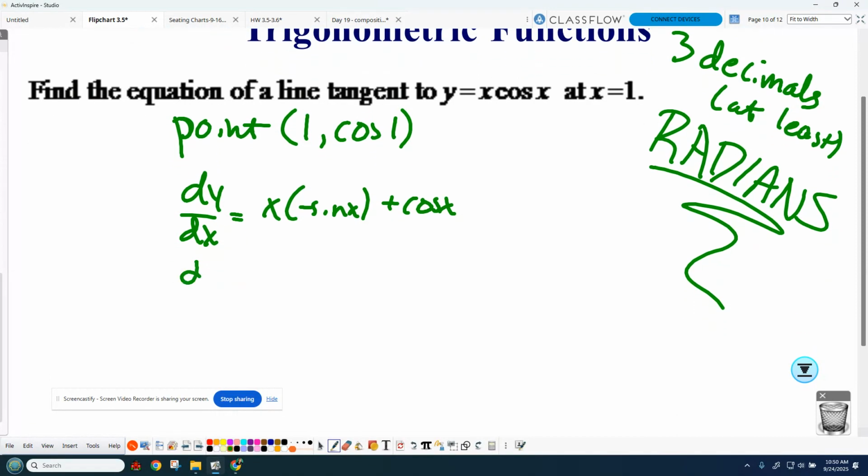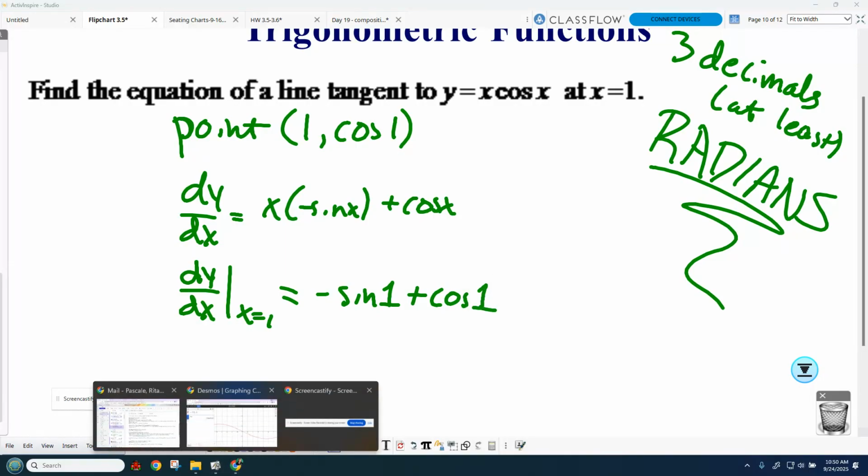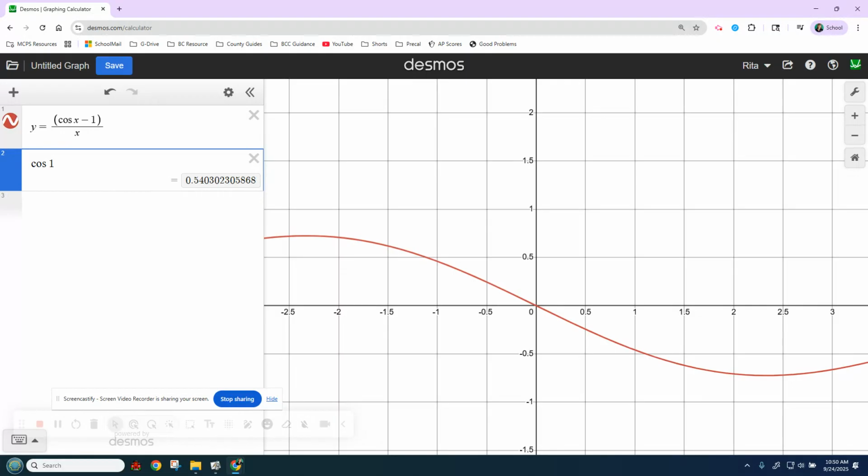A number of people in first period were like, how is that your derivative? What are you talking about? Where did that come from? Product means product rule. First times the derivative of the second plus second times the derivative of the first. Plugging in 1 for x, I get negative sine 1 plus cosine 1.